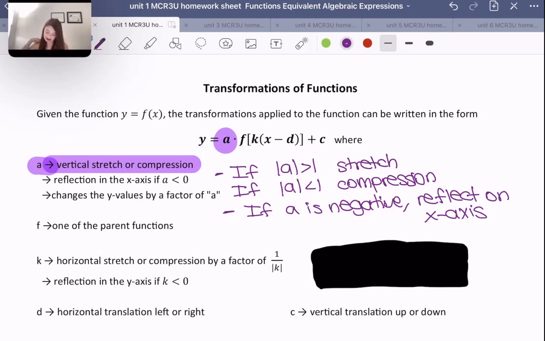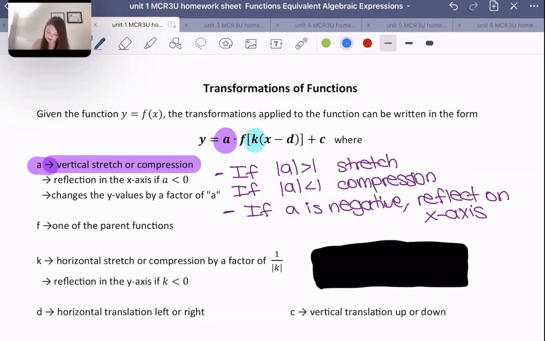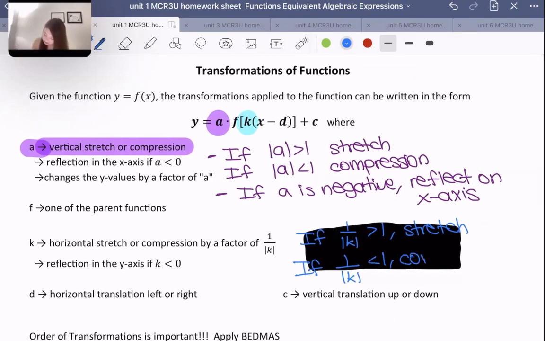Now, what about k? Let's choose a new highlighting color for k. Let's choose this nice blue for k. Okay, so k indicates a horizontal stretch or compression by a factor of 1 over the absolute value of k. And so for this one, the rule is that if 1 over the absolute value of k is greater than 1, then stretch. And if this value, 1 over the absolute value of k, as opposed to just the absolute value of k itself, is less than 1, then it's a compression.